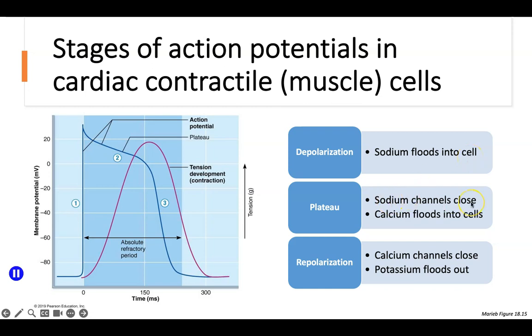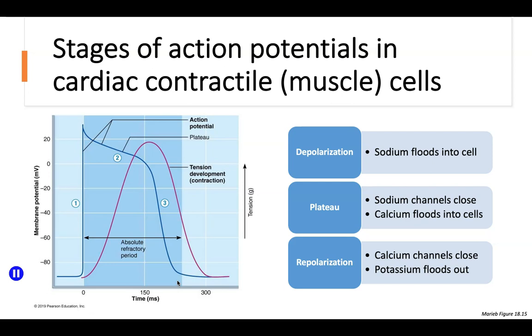Then the sodium channels close, but calcium channels open. And those calcium channels opening causes an influx of calcium. And so in these cardiac muscle cells, that influx of calcium is not going to depolarize, it's just going to maintain a plateau of depolarization. So this is phase 2 of an action potential in a cardiac muscle cell. We had depolarization, now we have the plateau phase, and then finally the calcium channels are going to close, the potassium channels are going to open, potassium flows out, and you get that repolarization.